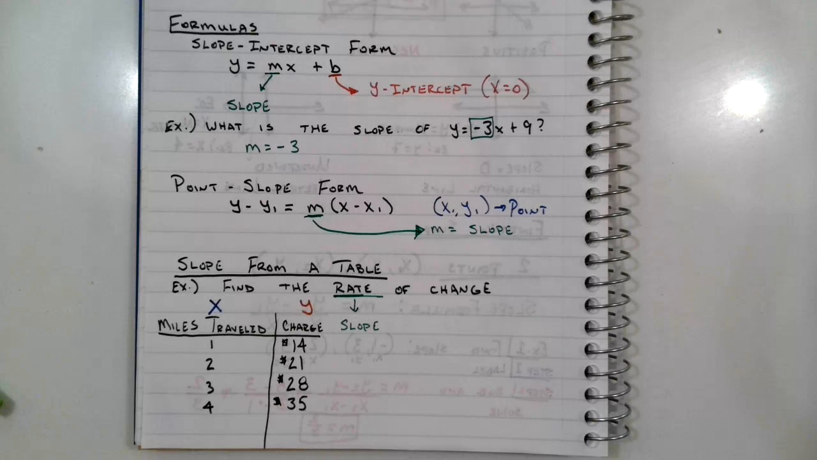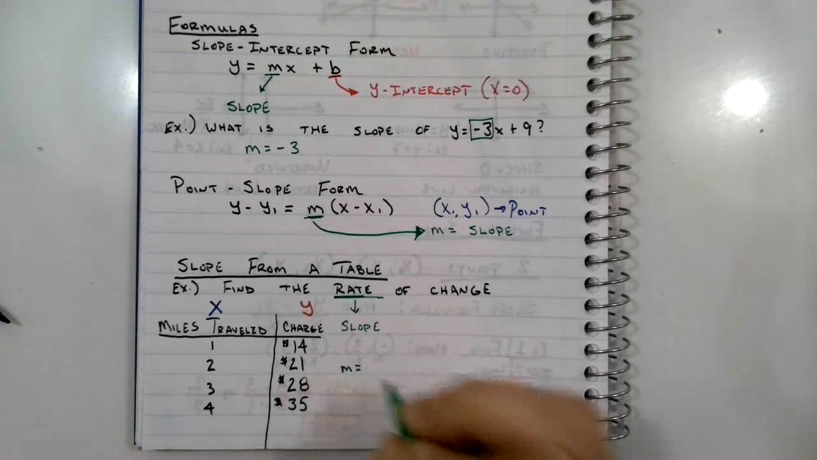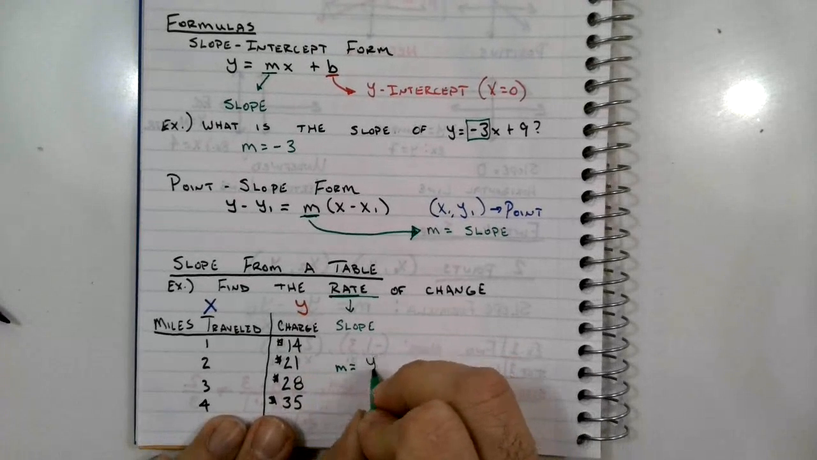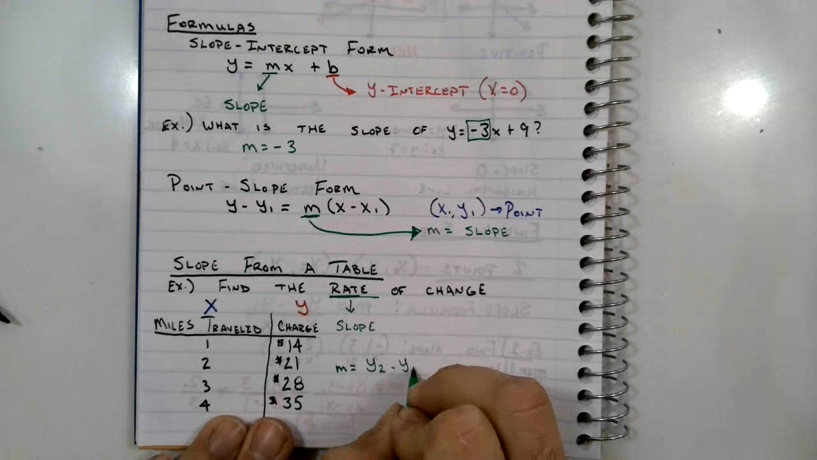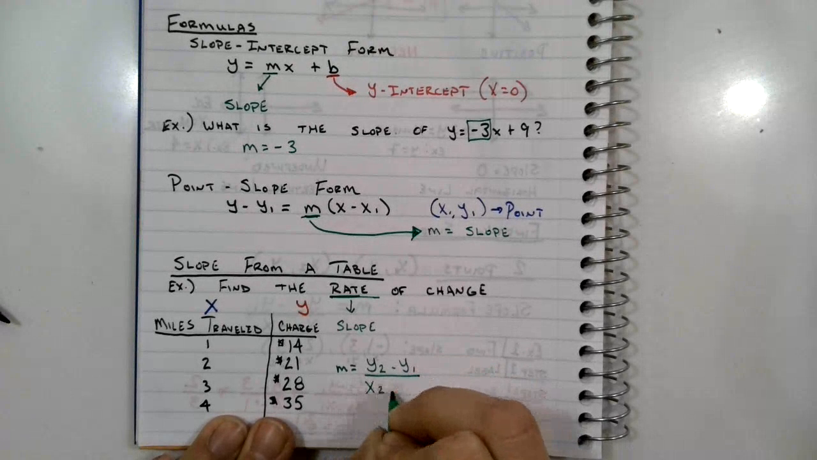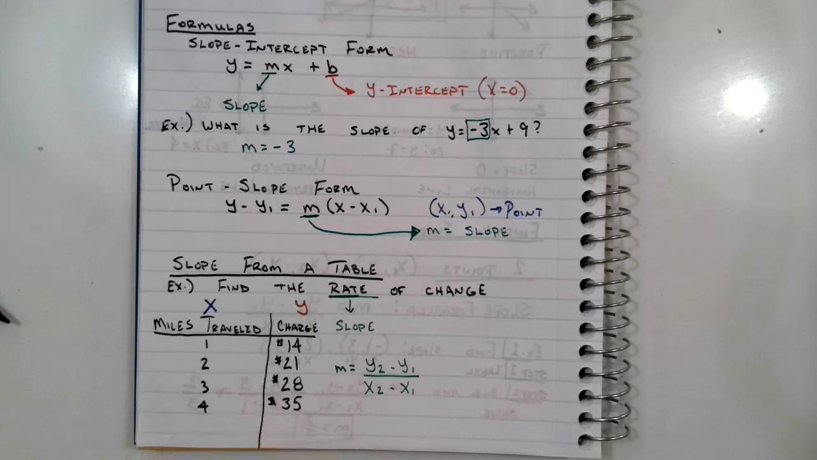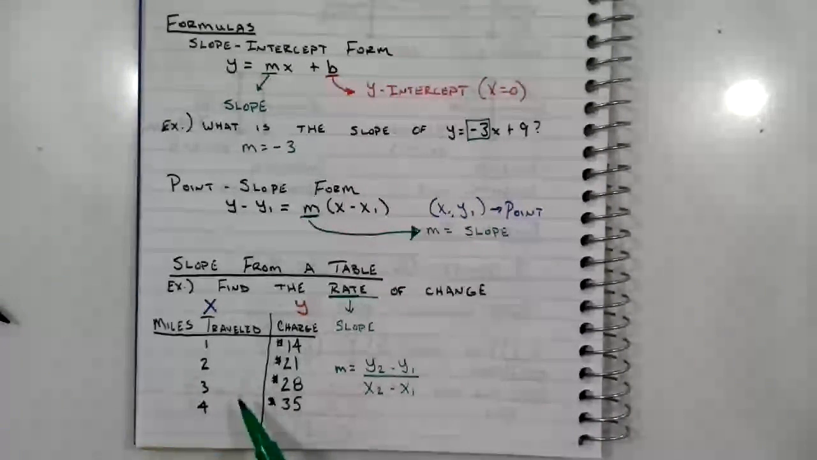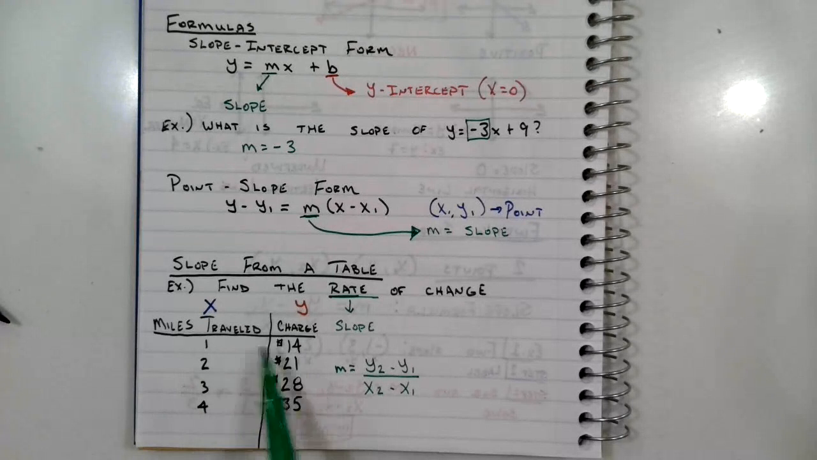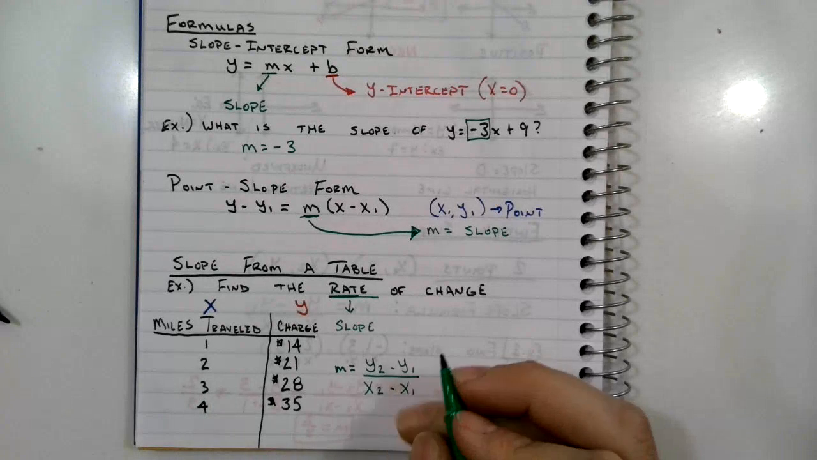All right? So if I was to find the slope here, I know I would have m equals, and I know my formula is y2 minus y1 over x2 minus x1. But Mr. Reed, there's a lot of information here. Yeah, I can just pick 2 points. X and a Y, this is 1 point. X and a Y, here's another point. There's 4 points here. You just choose.